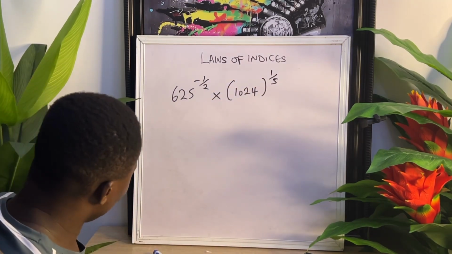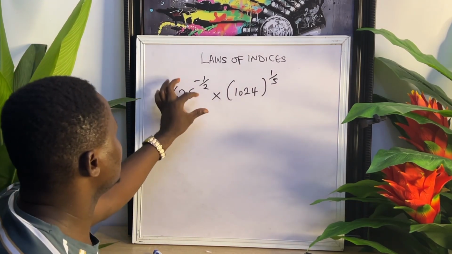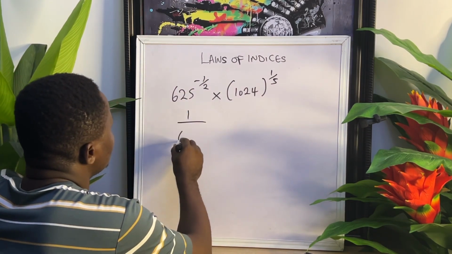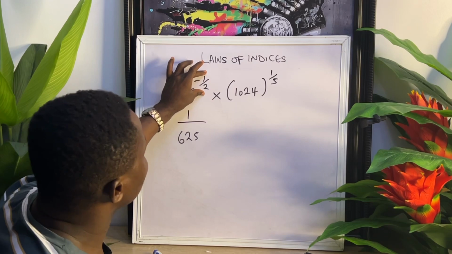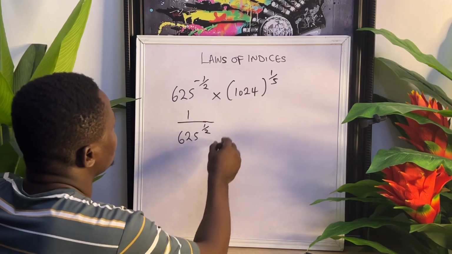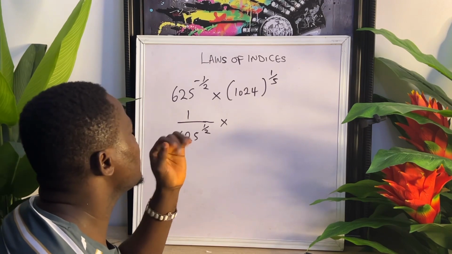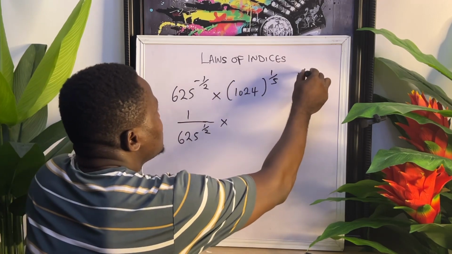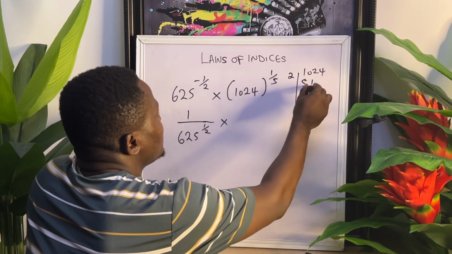To solve this very question, let's start with the negative power here. The negative sign turns this 625 upside down. It therefore becomes 1 whole over 625. We can then bring down this 1 over 2 that was the initial power as the new power here, and that is 1 over 2 multiplied with, you see this 1024, we break it down as a product of prime factors. It then becomes 1024. Smallest prime factor that goes is 2. Here is 512.